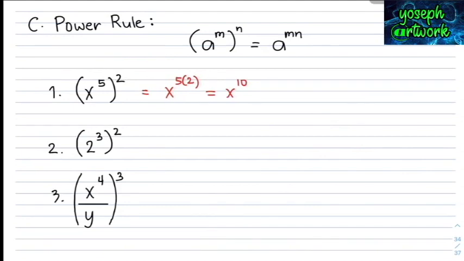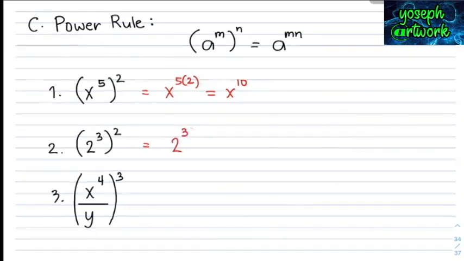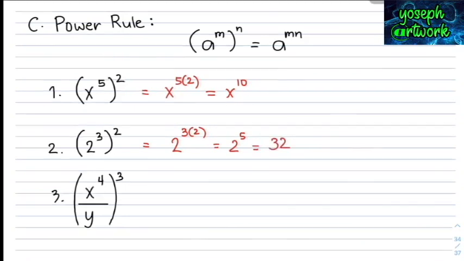And then for item number 2 naman, your base is 2 raised to 3 raised to 2. Copy your base 2. Then multiply the exponents 3 times 2. That will give you 2 raised to 5. And we know that the expanded form of 2 raised to 5 is 2 times 2 times 2 times 2 times 2. That is equivalent to 32. Okay? So I hope na sa first 2 examples pa lang, you can grasp the concept of the power rule. Now, let's move on with item number 3.